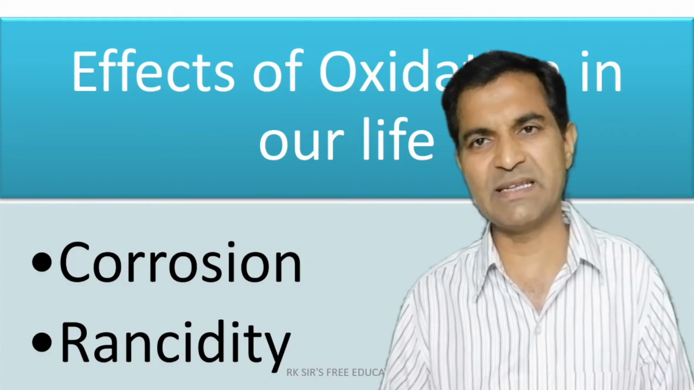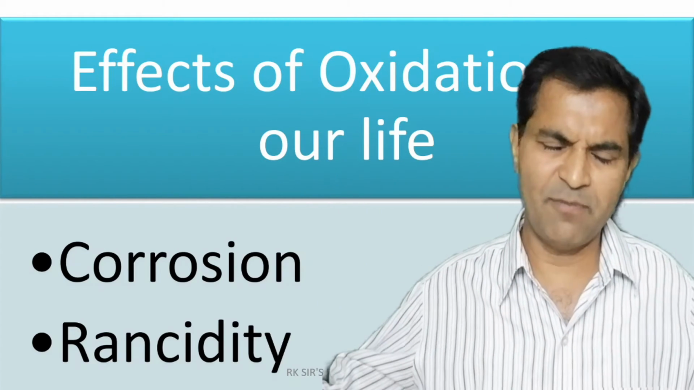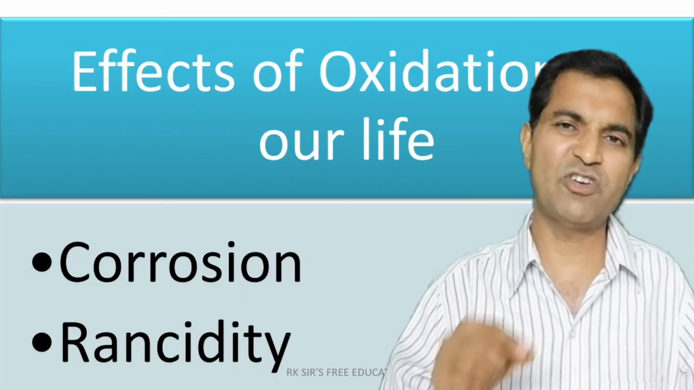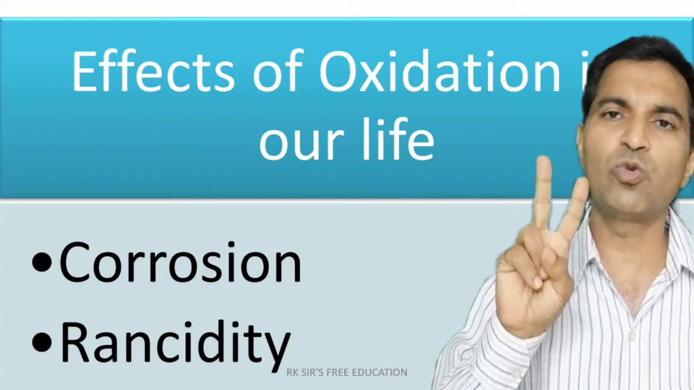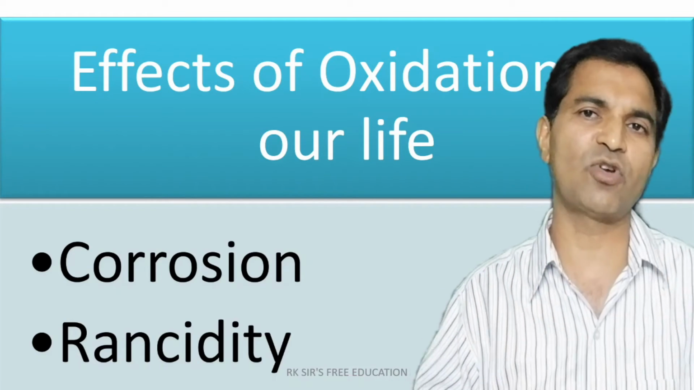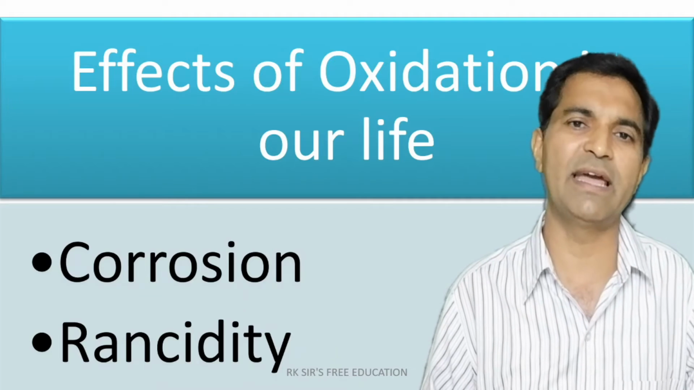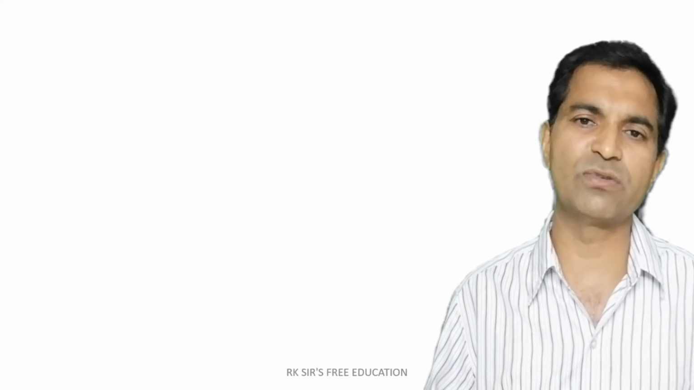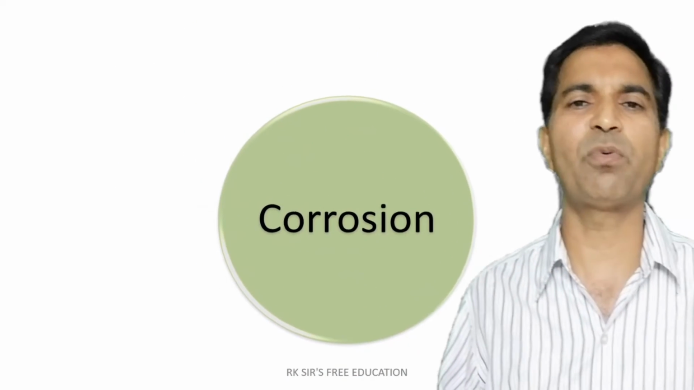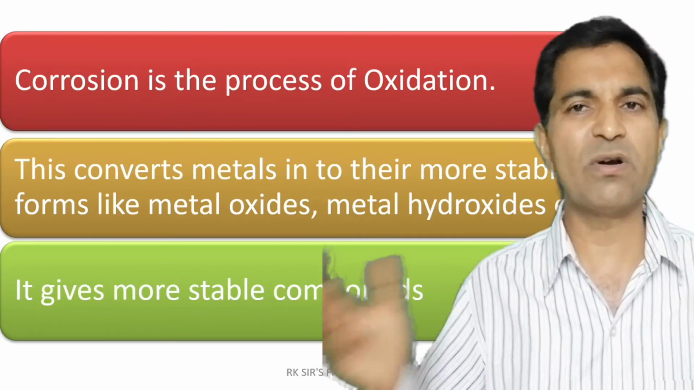Now, effects of oxidation in our day-to-day life. There are many effects, but the two which have been given emphasis in your book are corrosion and rancidity. So we'll restrict our discussion to these two effects only. So now what is corrosion? Corrosion is the process in which rusting will be there. Corrosion is a process in which an item will be oxidized.